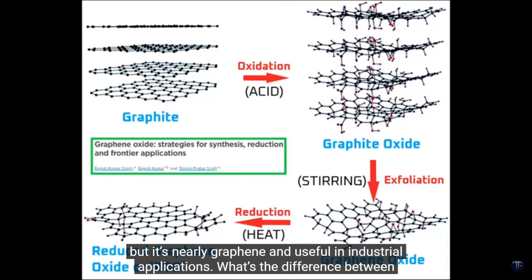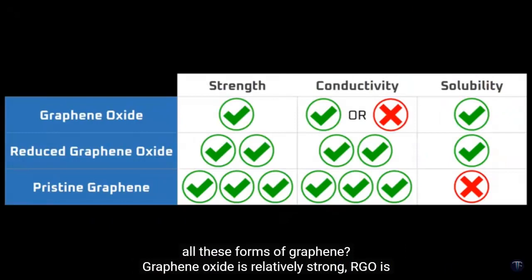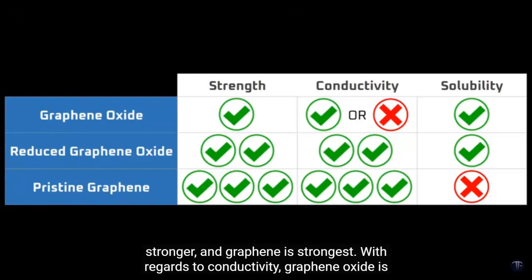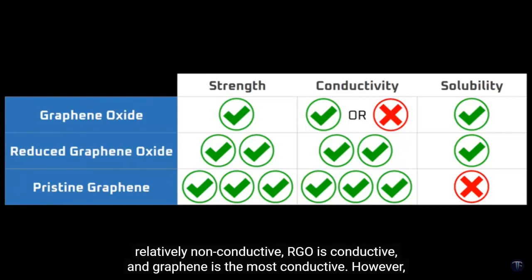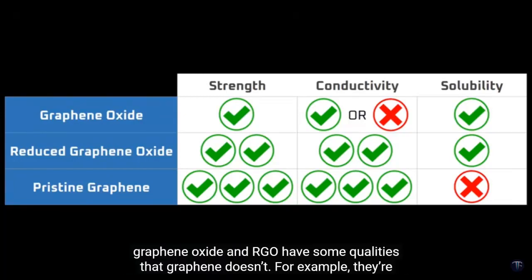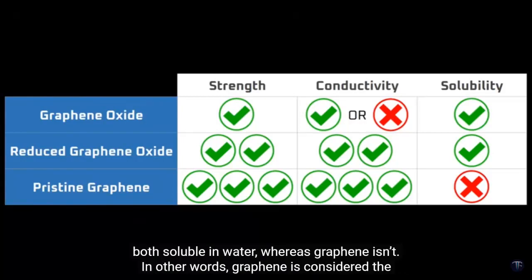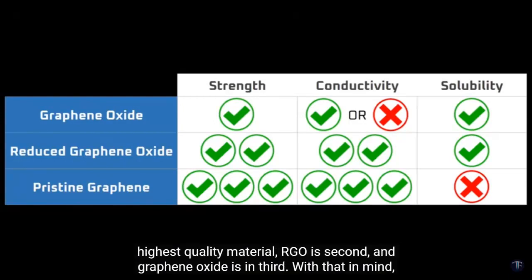What's the difference between all these forms of graphene? Graphene oxide is relatively strong, RGO is stronger, and graphene is the strongest. With regards to conductivity, graphene oxide is relatively non-conductive, RGO is conductive, and graphene is the most conductive. However, graphene oxide and RGO have some qualities that graphene doesn't. For example, they're both soluble in water, whereas graphene isn't. In other words, graphene is considered the highest quality material, RGO is second, and graphene oxide is third. With that in mind, let's move on to a more advanced top-down process.